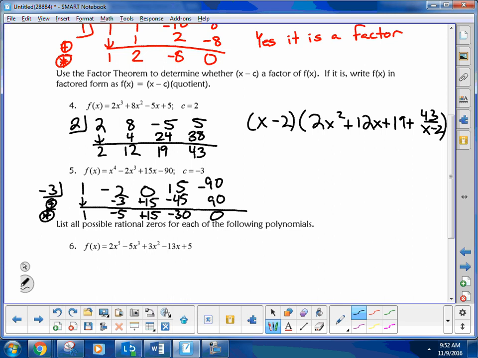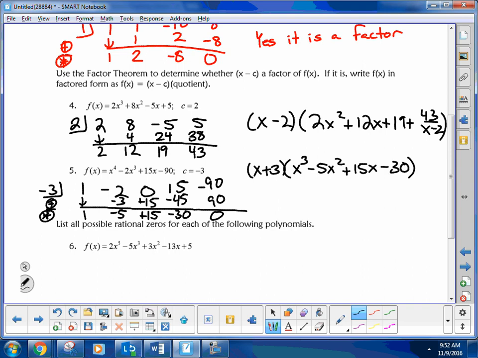So from here, this one is going to be a factor. So we're going to go ahead and write it as x plus 3. And then the solution will be x cubed minus 5x squared plus 15x minus 30. There you go.